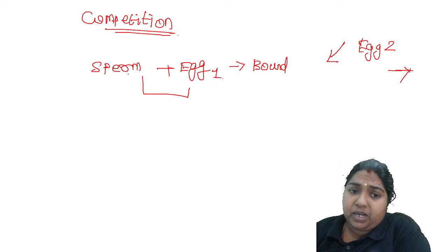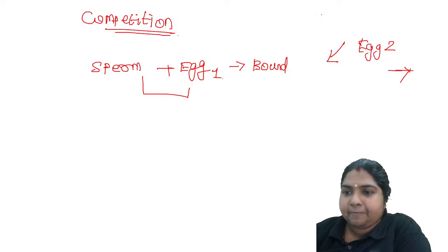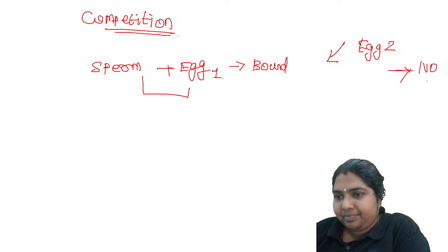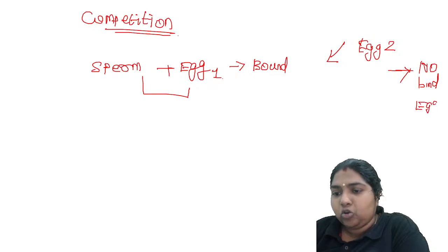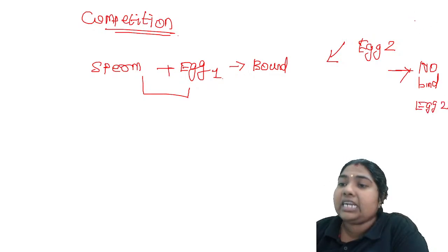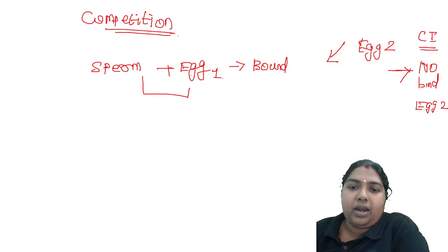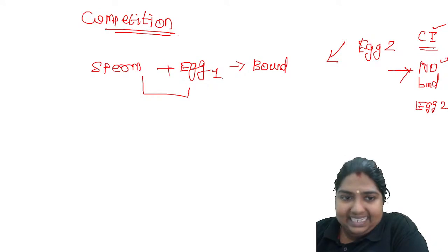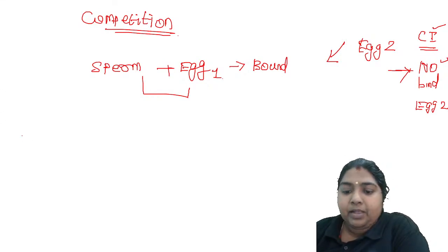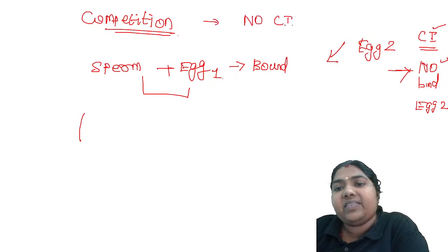This sperm is already bound with this egg 1. Can it bind with the egg 2? Is there going to be any kind of binding? No binding, isn't it? So they do not bind with my egg 2. So it is leading to competitive inhibition. If it is all normal, it will lead to competitive inhibition, that is no binding. In the question they are asking the condition when there is going to be no competitive inhibition.